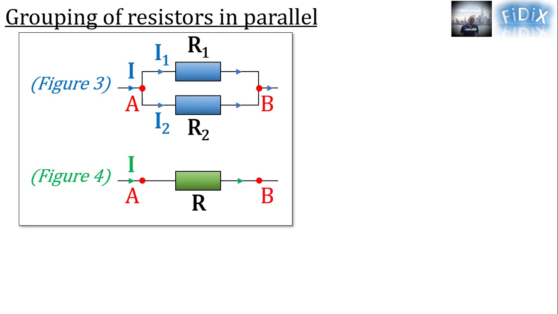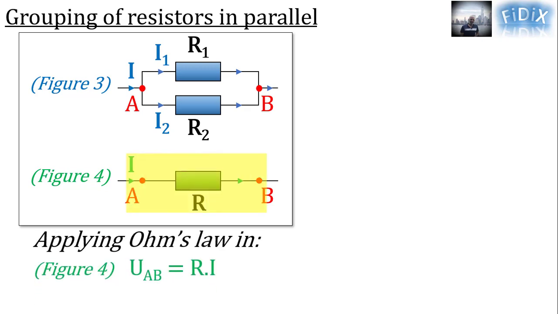Resistors can also be grouped in parallel like in figure 3. To find the equivalent resistance R in this case, we imagine replacing the two resistors of resistances R1 and R2 by a resistor of resistance R, like in figure 4, that neither changes the voltage nor the current in the circuit. Applying Ohm's law in figure 4, we can write UAB equals RI.